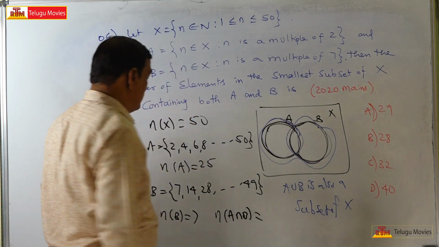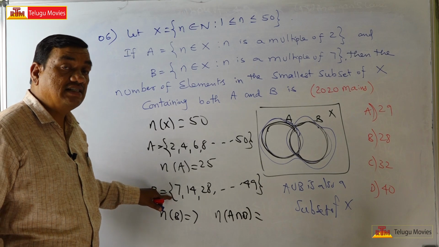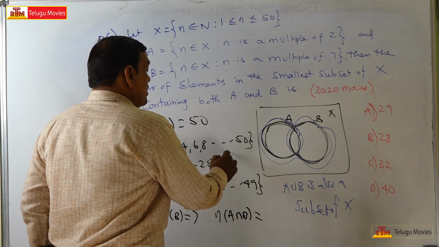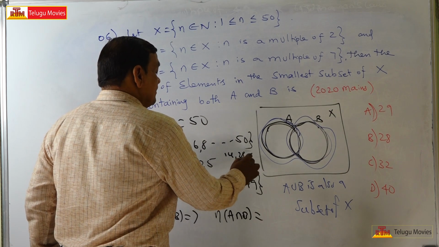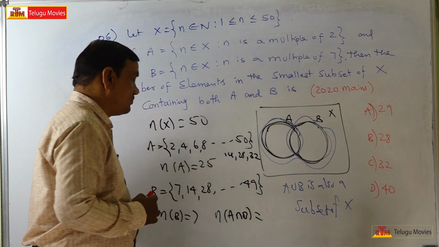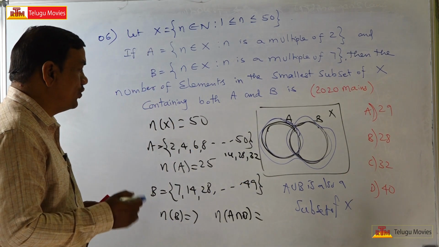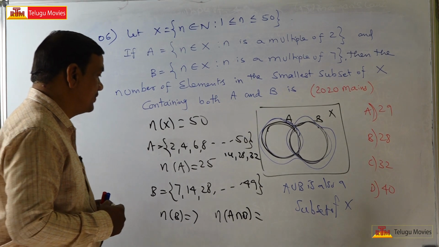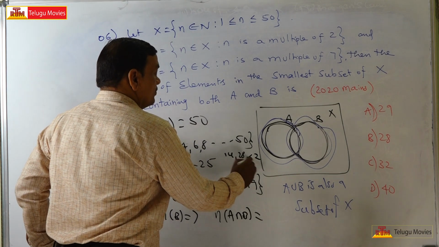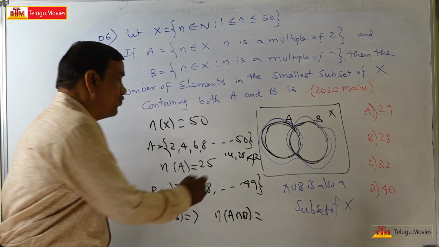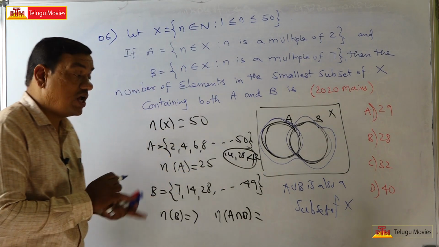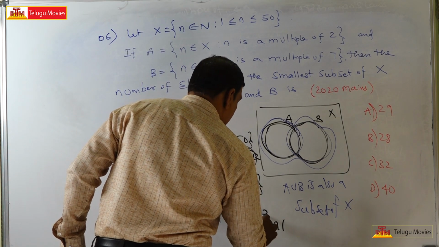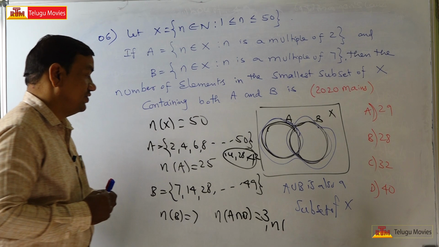What about n of A intersection B? This is a multiple of 2 and 7. LCM of 2 and 7 is 14. So here 14, 28, 42. These are the three elements which belong to both A and B. That means n of A intersection B is equal to 3.